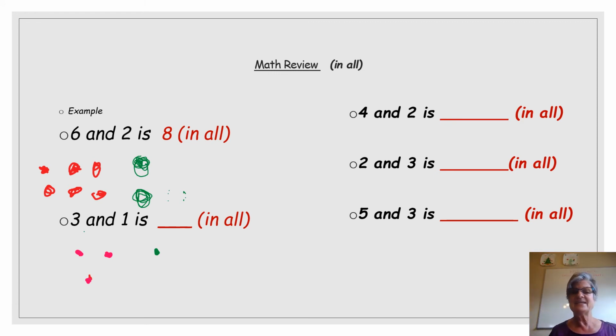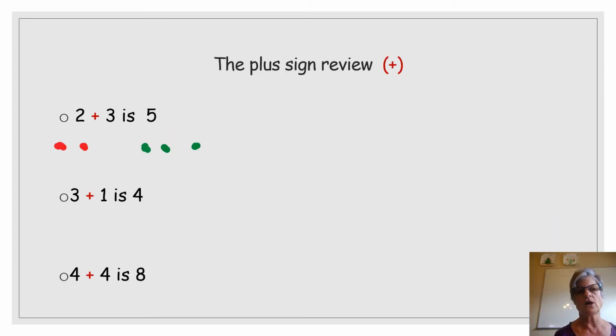Very good. Now, let's go to the next page, which is our third page. Now we are going to talk about the symbol that looks like a cross or a lowercase t. It's used in addition, and it's called the plus sign, or you can say and. Takes the place of the word and, so it means and or plus. Let's go to our first problem on the page. It says 2 plus 3 is 5, or you could read it 2 and 3 is 5.